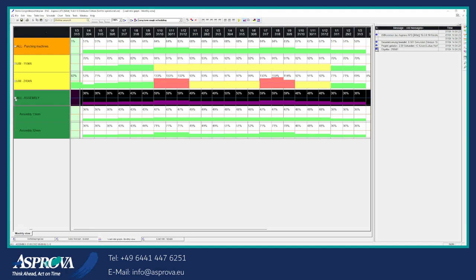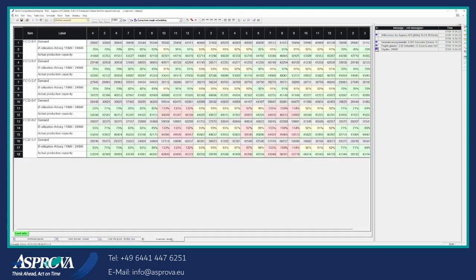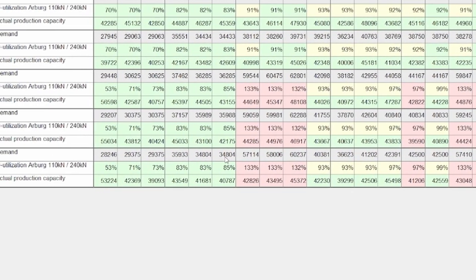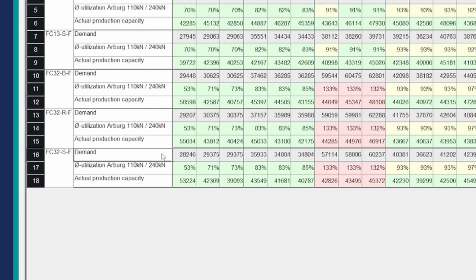In addition to the graphical display, we also have the option to display the utilization in a tabular form. Here too we can recognize the capacity conflict at first glance. For each item, the monthly demand, the average utilization per resource group. For items with the code FC13, the R-blocks with a clamping force of 110 kilonewtons are used, and for items with the code FC32, the R-blocks with a clamping force of 240 kilonewtons. And the actual production capacity of the respective month.